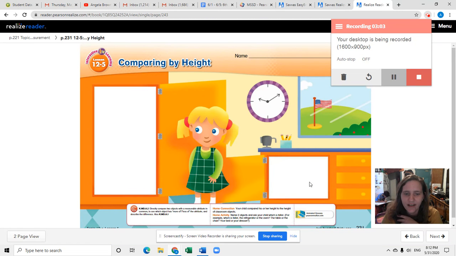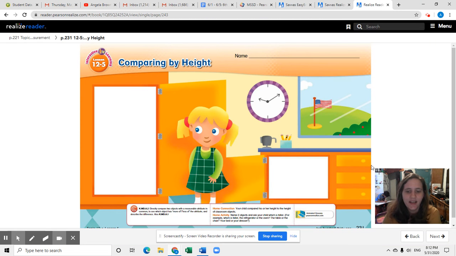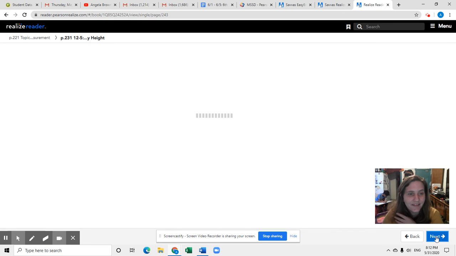All right, for this activity, you're going to name 2 objects and ask your student which one is taller. For example, you could say, which is taller, the oven or the refrigerator at your house? Or is the table or the chair taller? Or is your bed or your dresser taller? So think about things, whether or not they're taller or shorter. You can use actual objects around your house, or you can look at the pictures on here and discuss which one's taller or higher.